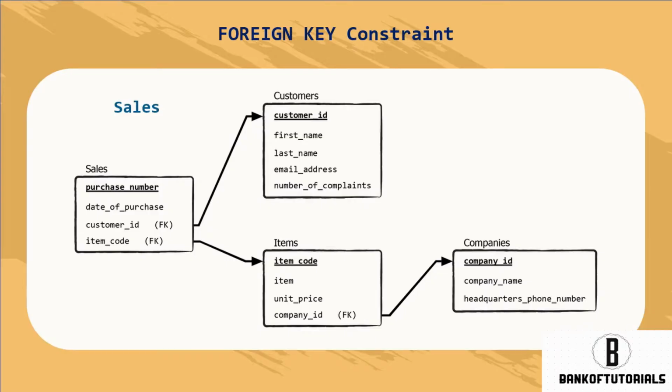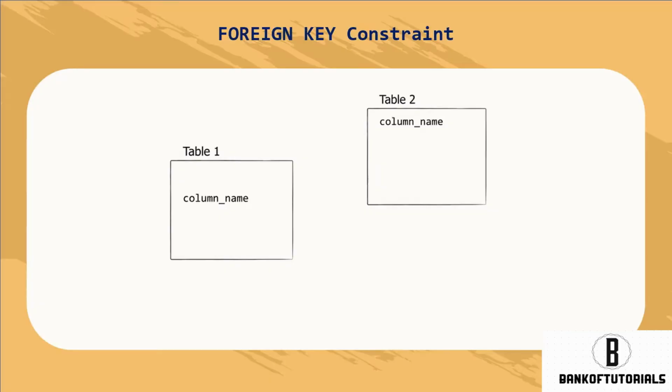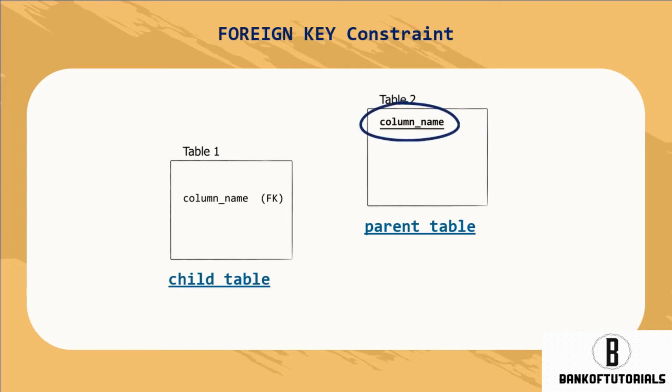Can you remember the function of a foreign key? It points to a column of another table and thus links the two tables. It is a field or collection of fields from one table called the child table, and it refers to a column in another table called the parent table. Usually, the column or the set of columns in the parent table is the primary key of that table.